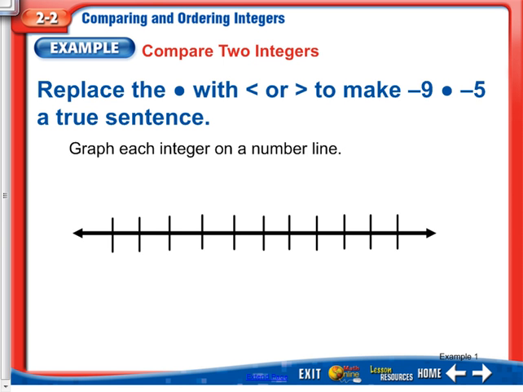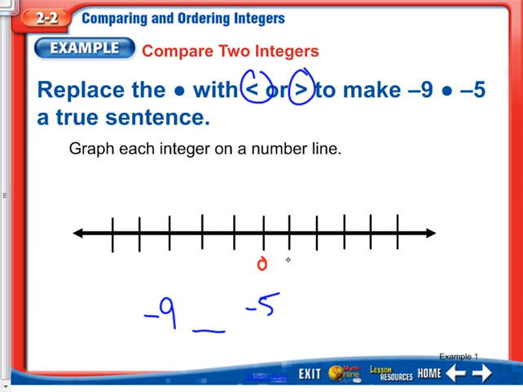Okay, so it says replace the dot with a less than or greater than symbol to make -9 and -5 a true sentence. So I'm going to copy -9 and I can put a blank here and I'll put -5. Now, for these types of problems in your homework, you'll want to copy the -9 and the -5 down and you put your symbol in here. You either put less than or greater than. You don't always have to use a number line. However, it might be a good habit to make one number line on the top of your paper and use it for all of your problems.